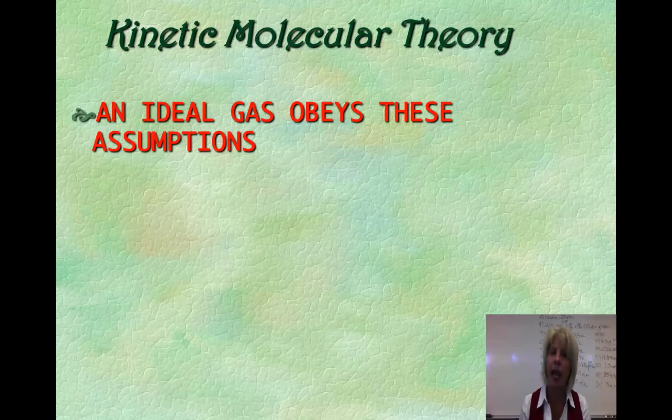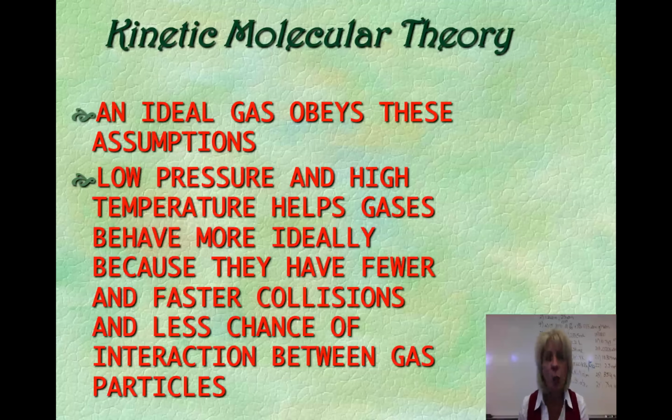Now, an ideal gas obeys these 5 assumptions. However, there's no such thing as an ideal gas. Instead, we're working with real gases. So how can we make a real gas obey the rules of the kinetic molecular theory? If a gas is at low pressure and high temperature, this will help real gases behave more ideally because there will be fewer, yet faster collisions.